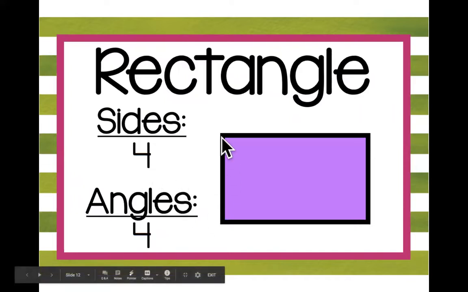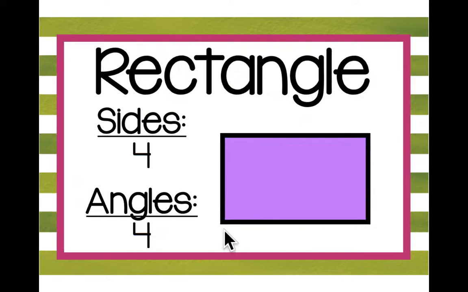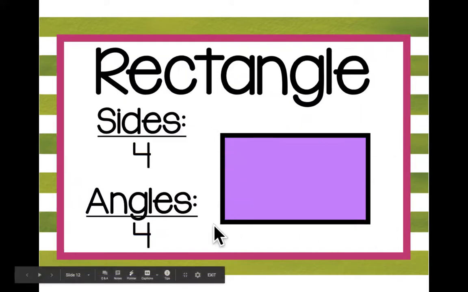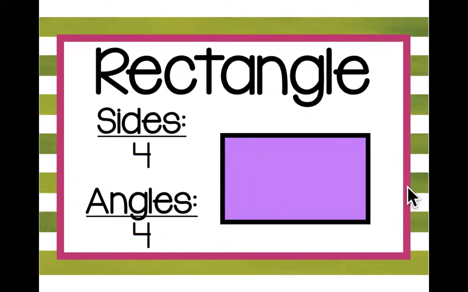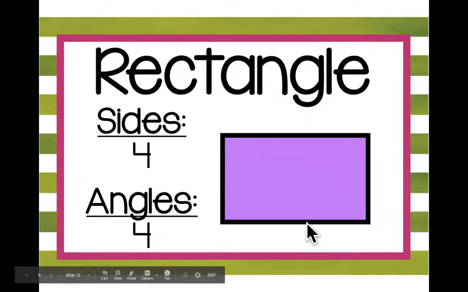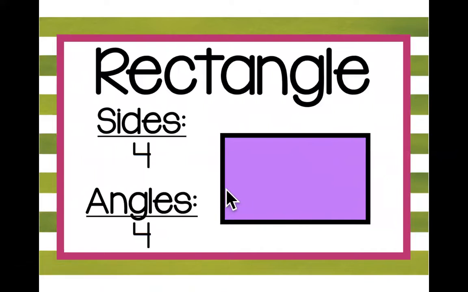The next quadrilateral is a rectangle. Again, a rectangle has four sides, 1, 2, 3, 4, and four angles, 1, 2, 3, 4. A rectangle, remember, has two sides that are longer. So in this example, the top and bottom one are longer than the sides. The top and bottom are the same size, and the sides, the left and right side, are the same size. But in this example, they're a little bit shorter. So that's how you can tell the difference between a square and a rectangle.